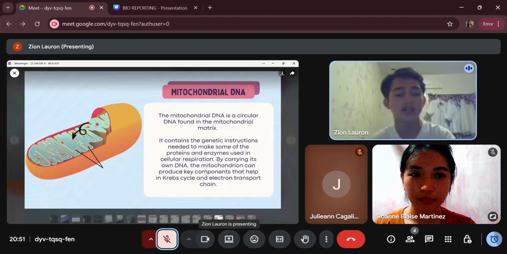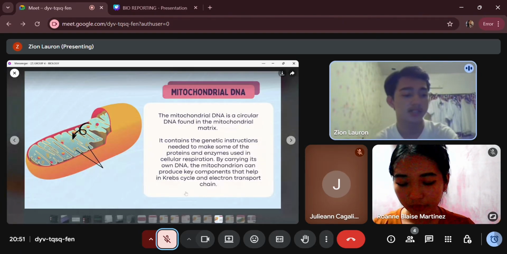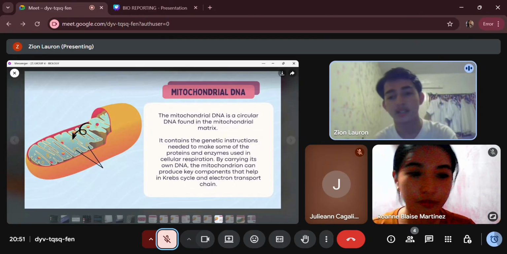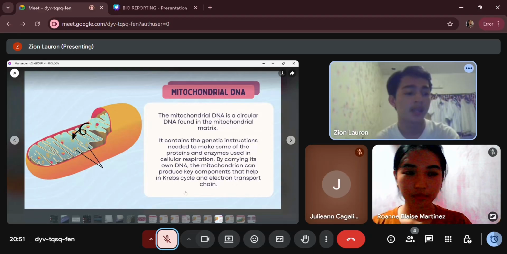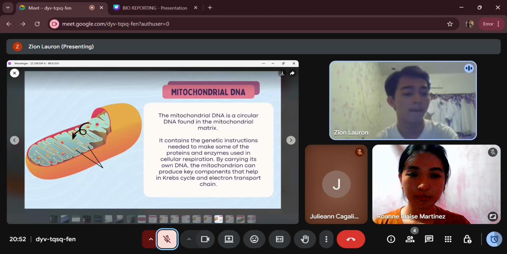Mitochondrial DNA is a small circular DNA that can be found in the mitochondrial matrix. Unlike the DNA in the nucleus, this DNA is unique because it is inherited only from the mother and is independent of nuclear DNA. Its main role is to store genetic instructions needed to produce certain proteins and enzymes that are essential for cellular respiration, the process where cells convert nutrients into usable energy.